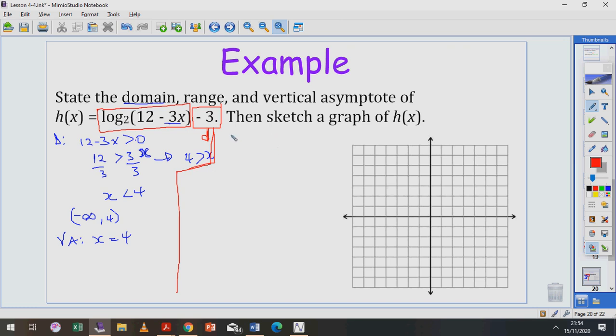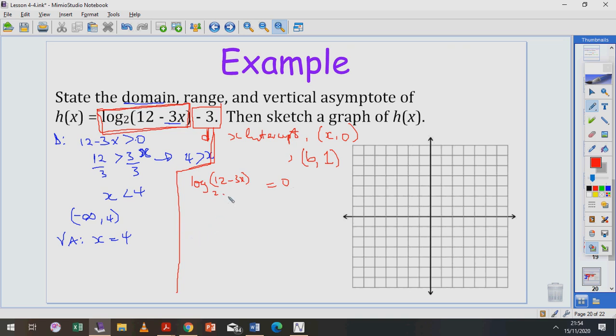I know that the 2 key points that I need are 1, the x-intercept, because the x-intercept is when the y value is 0. I don't know the x value, but I'm going to try to find that x value. And the other key point is the value of x, let's call it b, that makes the y value equal to 1. So starting with the x-intercept, I know the y value is equal to 0, so I'm looking for what makes this part of the function, log 2 of 12 minus 3x, equal to 0. 12 minus 3x, I want that to be equal to 0.